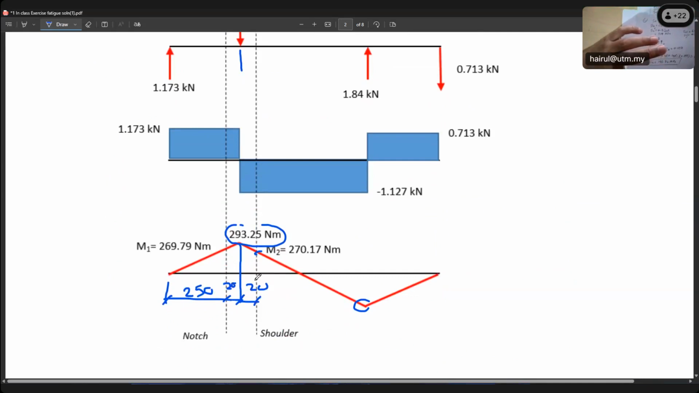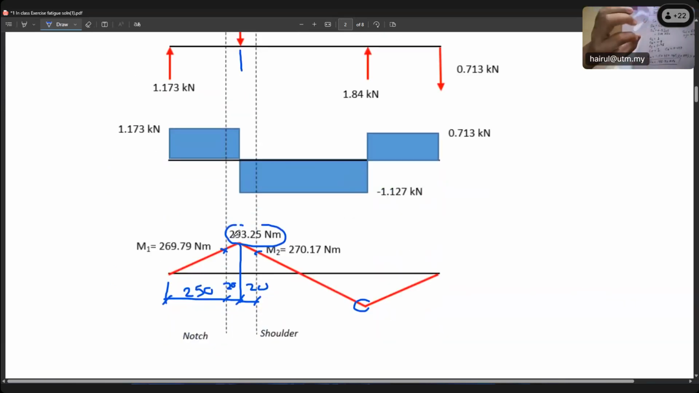So theorem Pythagoras, I don't need to explain, guys, time is very limited. You can get this M2. If you cannot get M2, M1, that is a problem. Your mathematics is very poor. With theorem Pythagoras, this one over this one over the distance, you can get both values, at the notch of the groove and also at the shoulder. That's why we have two cases.